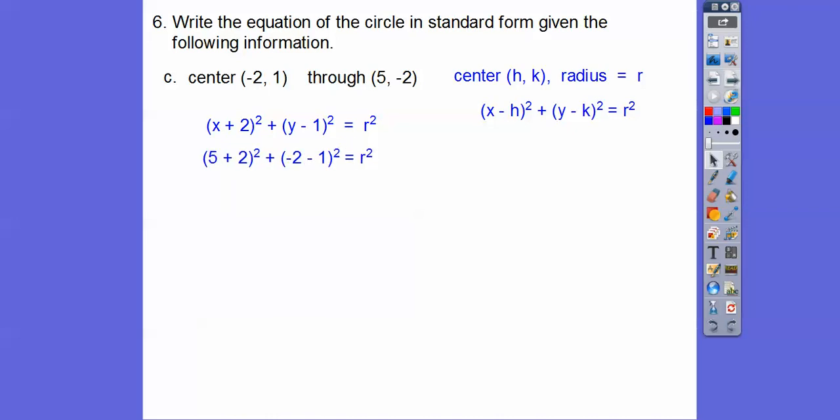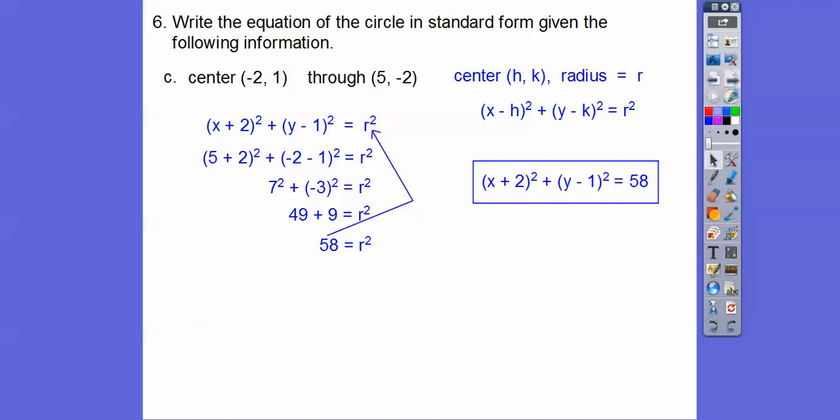Okay, so check this out. So plug in 5 comma negative 2, simplify that, and we get the radius squared is equal to 58. Now we don't need the radius, we need the radius squared for our equation, so that just goes back up there. Okay, so there's that equation right there.